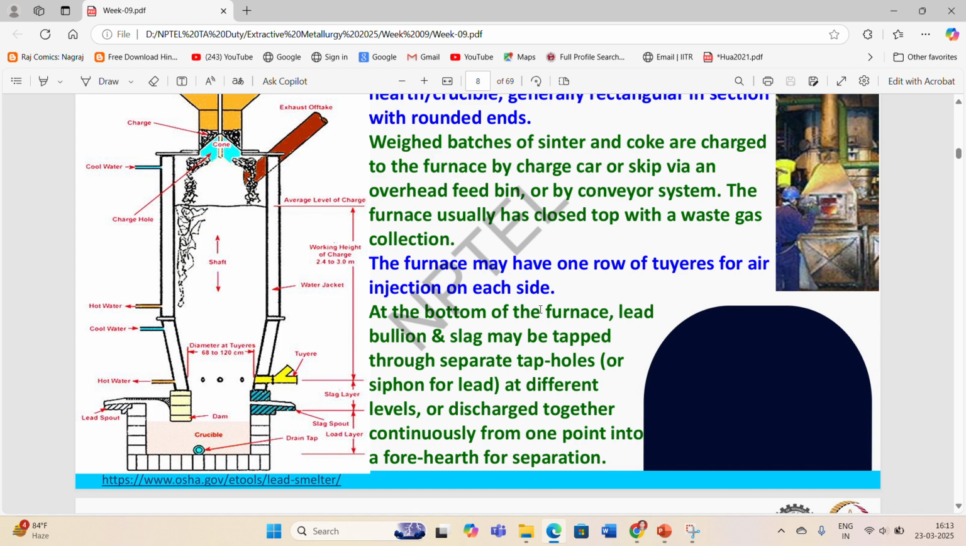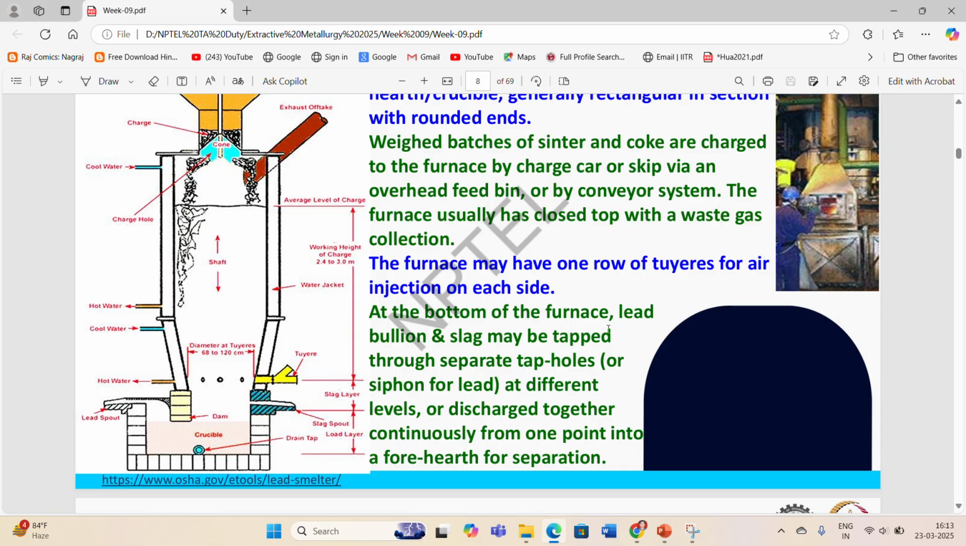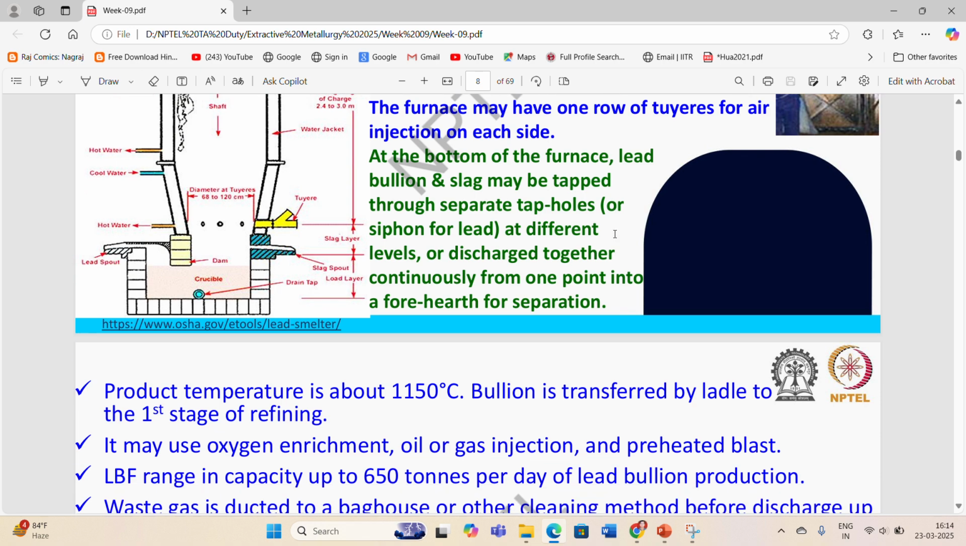The furnace usually has a closed top with a waste gas collection unit. The furnace may have one row of tuyeres for air injection on each side, as we have already learned in blast furnace operations. We have to provide the tuyeres for blowing air to convert the carbon into carbon monoxide so that it can expedite the carbothermal reduction. Then at the bottom of the furnace, lead bullion and slag may be tapped through separate tap holes or siphon for lead at different levels, or discharged together continuously from one point into a forehearth for separation.